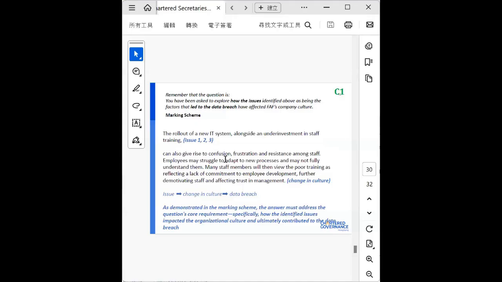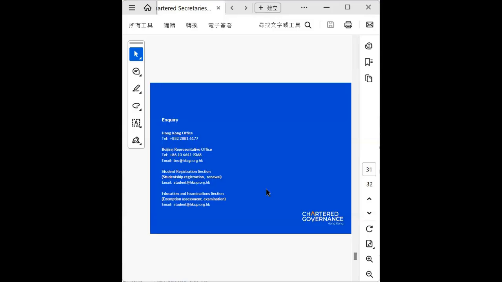So again, this is demonstrated in the marking scheme that they're addressing the core requirement of the question: how the identified issues impact the culture and ultimately contribute to the data breach. So you have to read the question very carefully, you understand the question, and then when you try to structure your answers, you will know how to meet the requirement of the questions. Otherwise, you may get lost easily. All right, so that ends our discussion on part C.